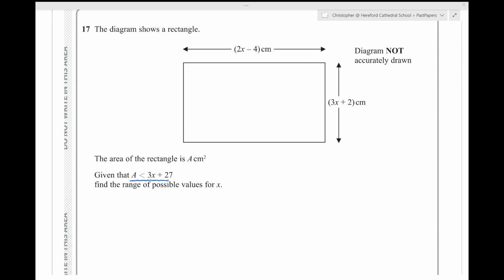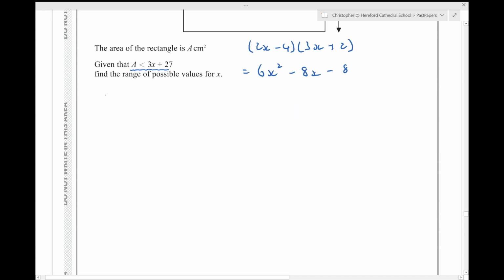Now the area of the rectangle is 2x minus 4 multiplied by 3x plus 2. So I can simplify that or expand the bracket. 6x squared minus 12x from the middle plus 4x is minus 8x, minus 8. So that is A, and I'm told that A, which is 6x squared minus 8x minus 8, must be less than 3x plus 27. Right, set that equal to 0. So I'm going to have 6x squared minus 11x minus 35 is less than 0.